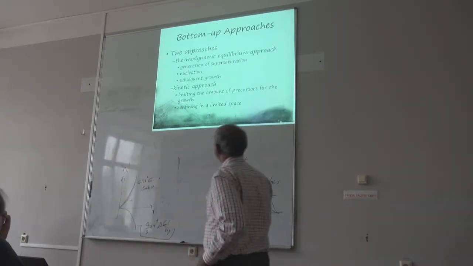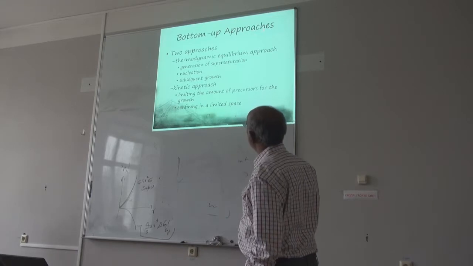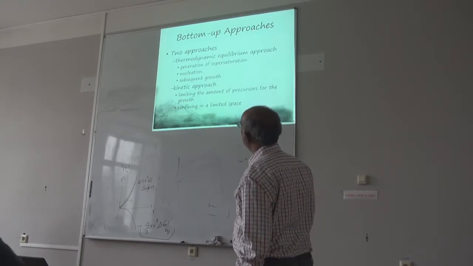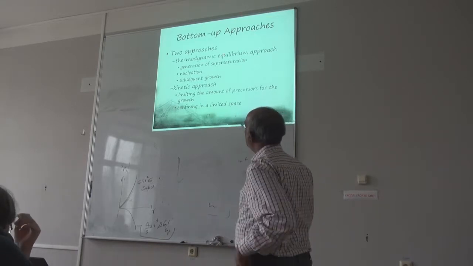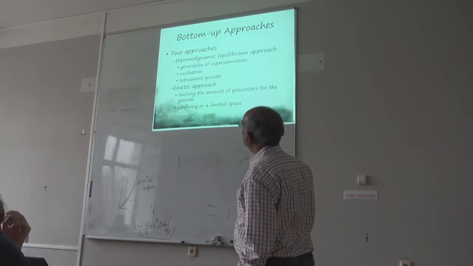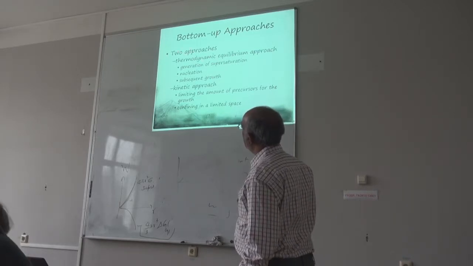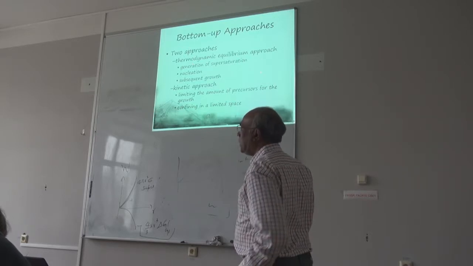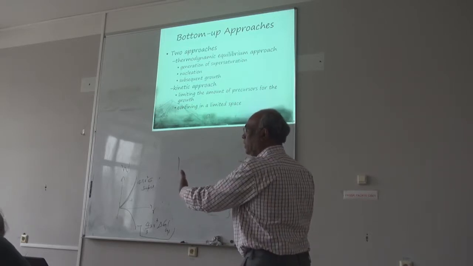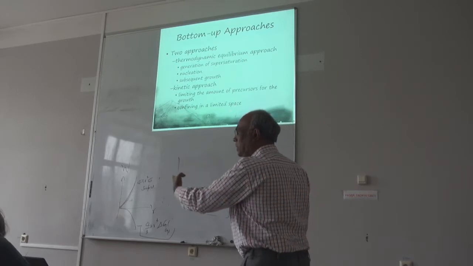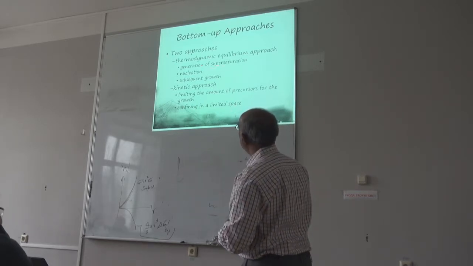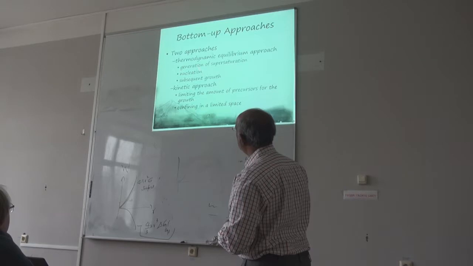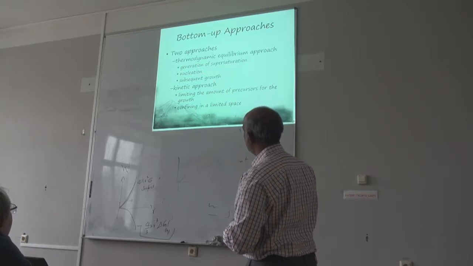Now, like I said, we are going to talk about the bottom-up approach. When you use this bottom-up approach, there are two things we have to think about. One is something called the thermodynamic equilibrium. That's what we were talking about now, right? You need to have the pressure gradient, temperature gradient. That means you need to have some nucleation, so growth.